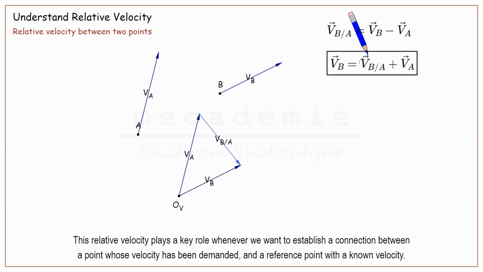This relative velocity plays a key role whenever we want to establish a connection between a point whose velocity has been demanded and a reference point with a known velocity.